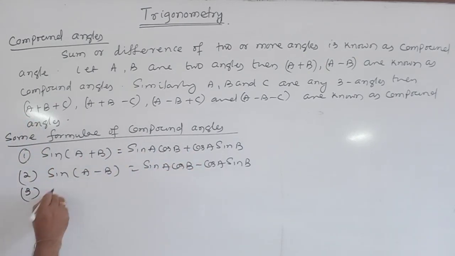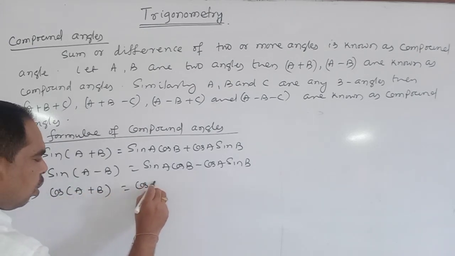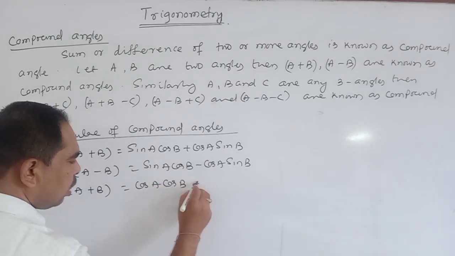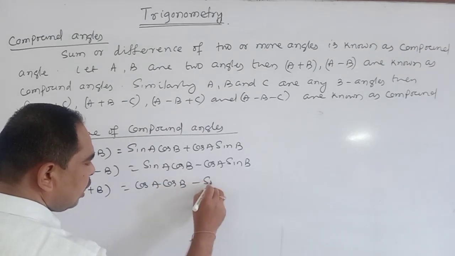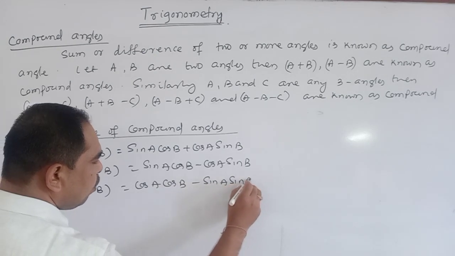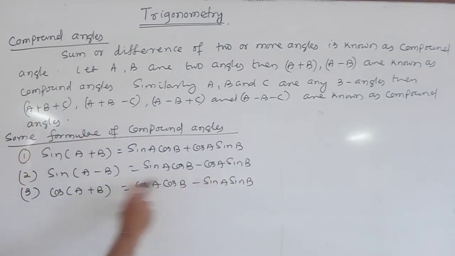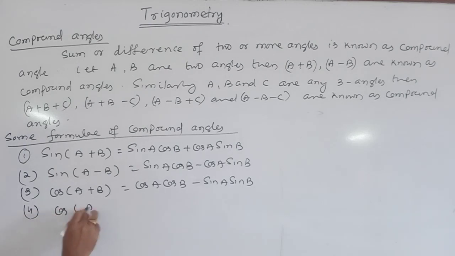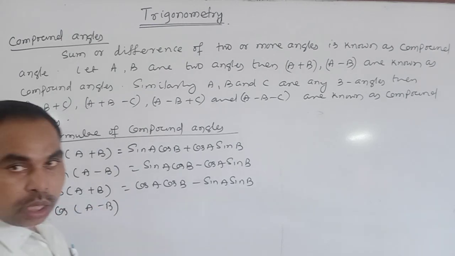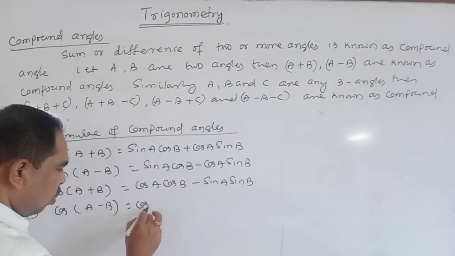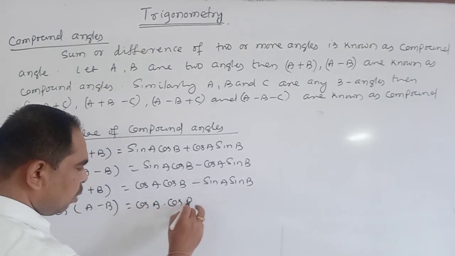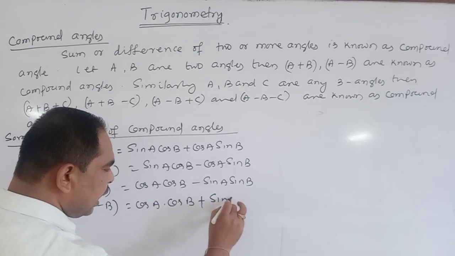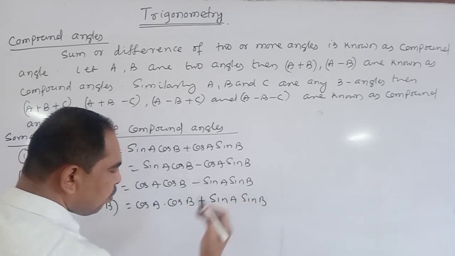Three, cos of A plus B is equal to cos A into cos B minus sin A into sin B. Plus means cos of A plus B, then write cos with plus, and the sign between is minus. Four, cos of A minus B is equal to cos A into cos B plus sin A into sin B.